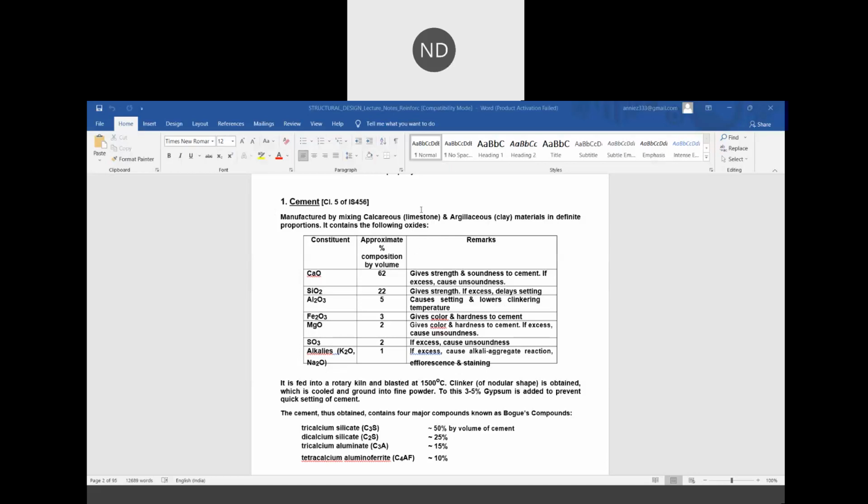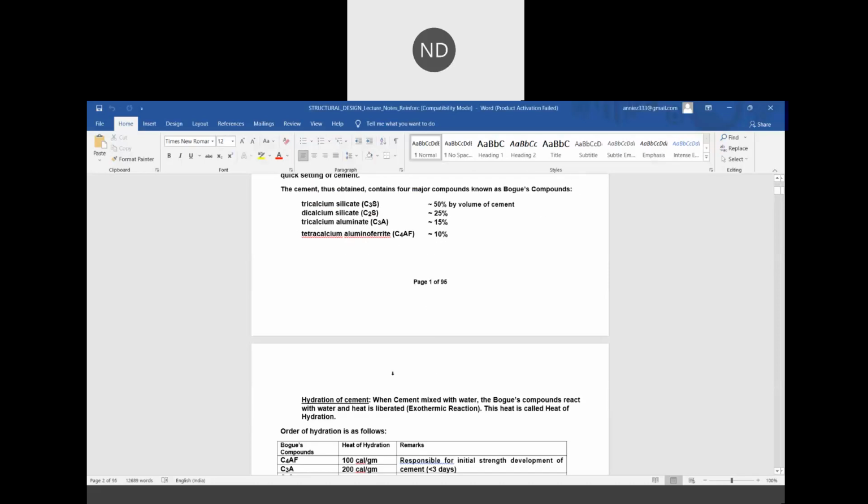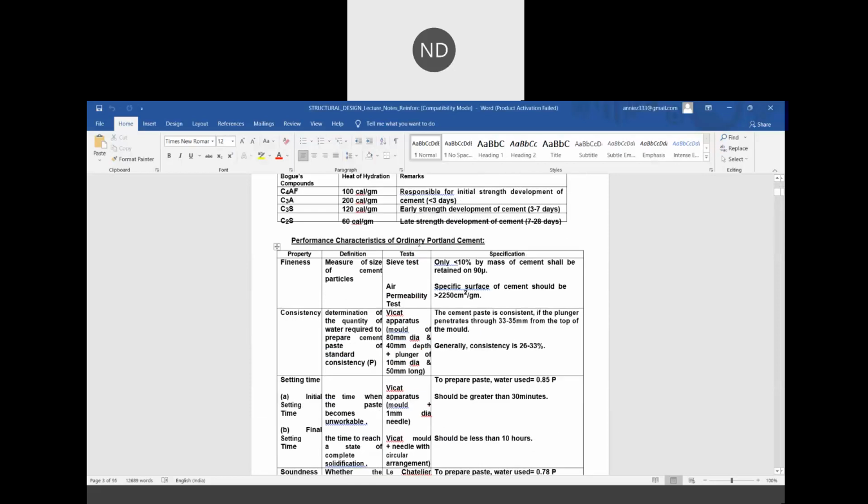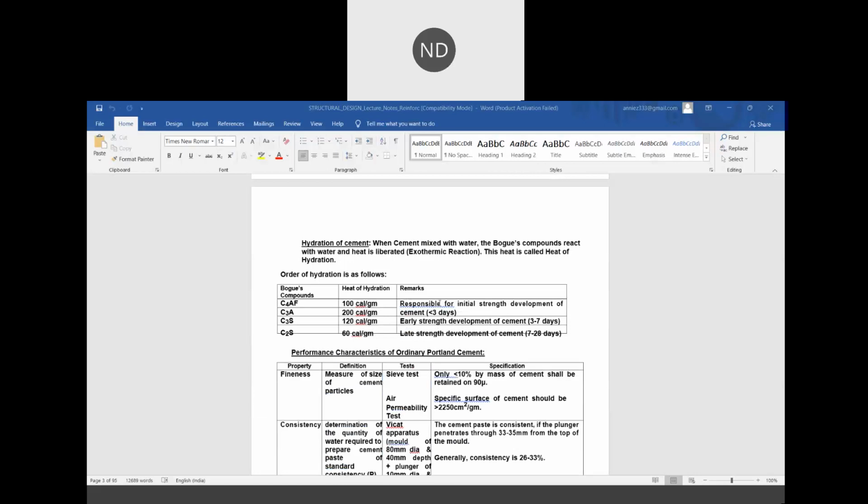We were talking about this in our class about cement. Everything regarding cement is mentioned in that clause. We have talked about the different tests and performance characteristics of ordinary Portland cement, etc. Now next comes aggregate, 5.3. And 5.2 was what? Your mineral admixtures.